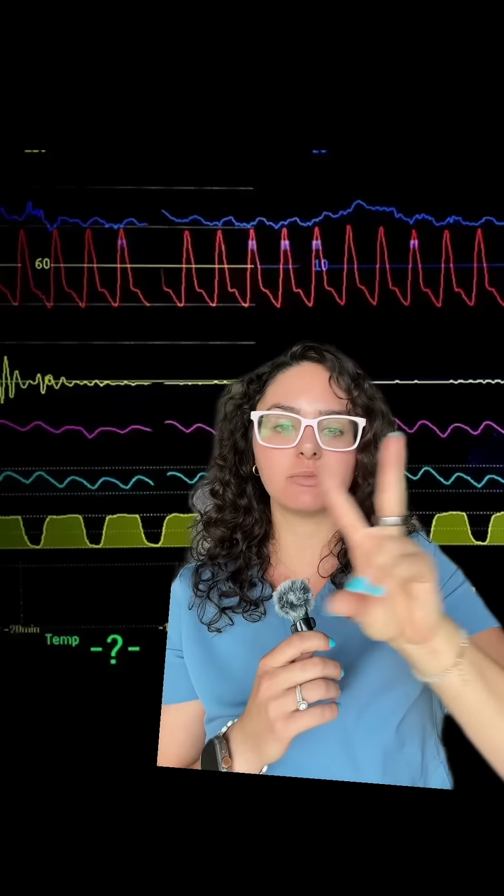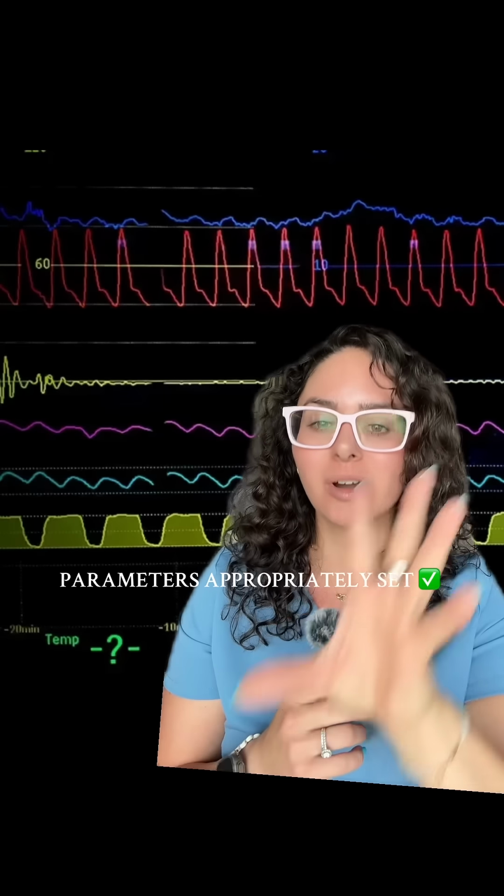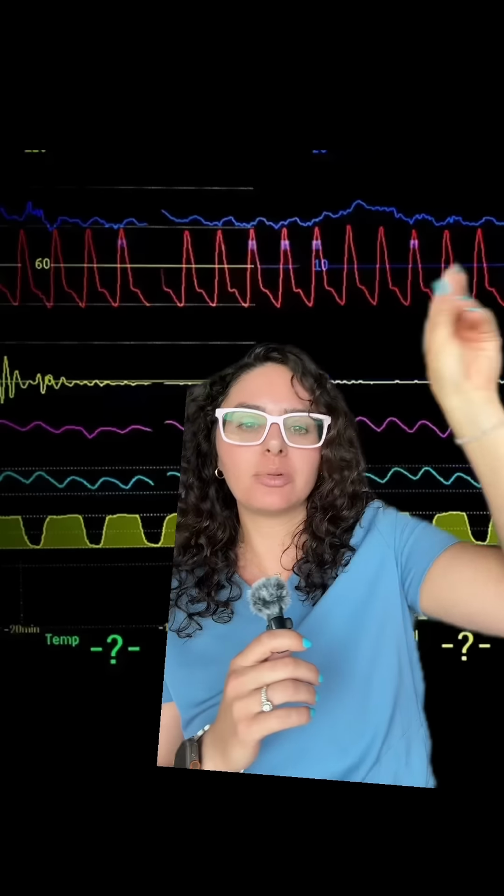The second thing we're going to do is make sure all the parameters are appropriately set for this patient. What I mean by this is, let's say your patient has a blood pressure goal to have a MAP greater than 65. So you go to the patient's blood pressure reading, you click on it, and you check the parameters to see, when is the blood pressure going to alarm me? Now, there are different ways to tweak the parameters on this, but let's say that you have it set to alarm if the patient's MAP drops below 60.